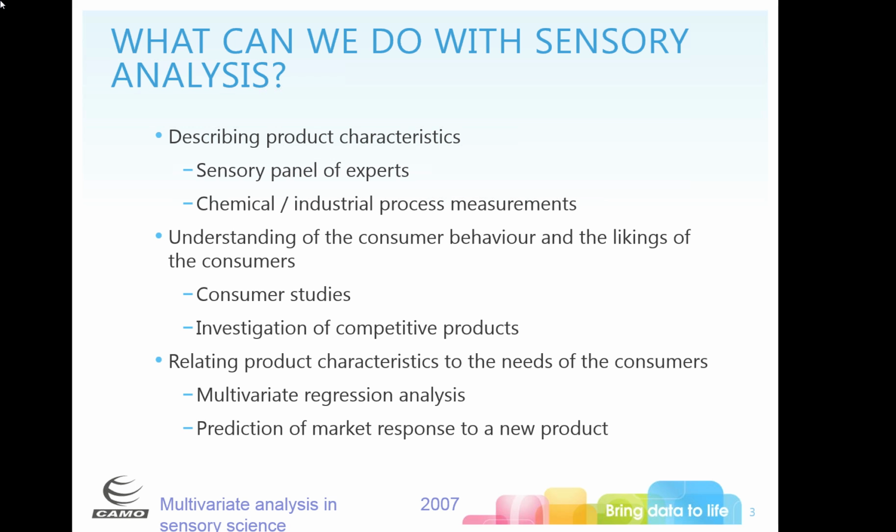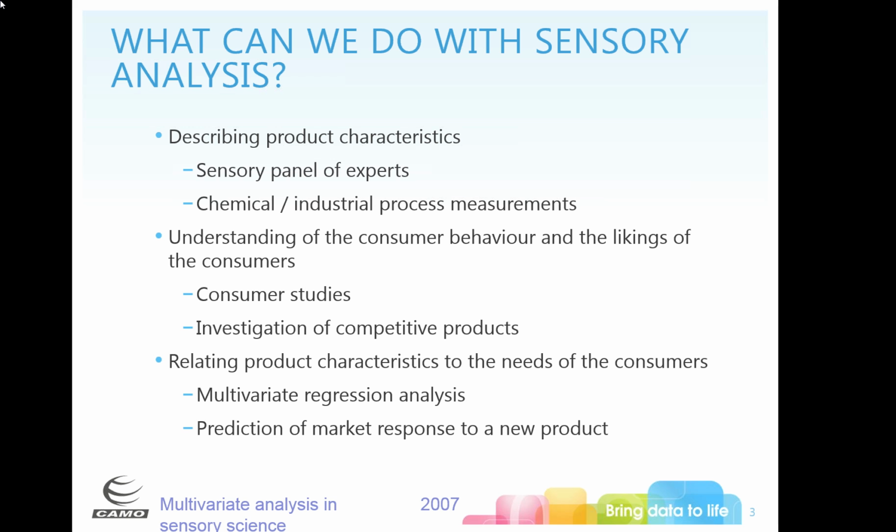So what is it that we can do in sensory analysis? Sensory analysis allows us to describe product characteristics. You can do this by using a sensory panel of experts or by using chemical and industry process measurements and the relationships between those two things. We can also understand our consumer behavior and the likings of our customers.